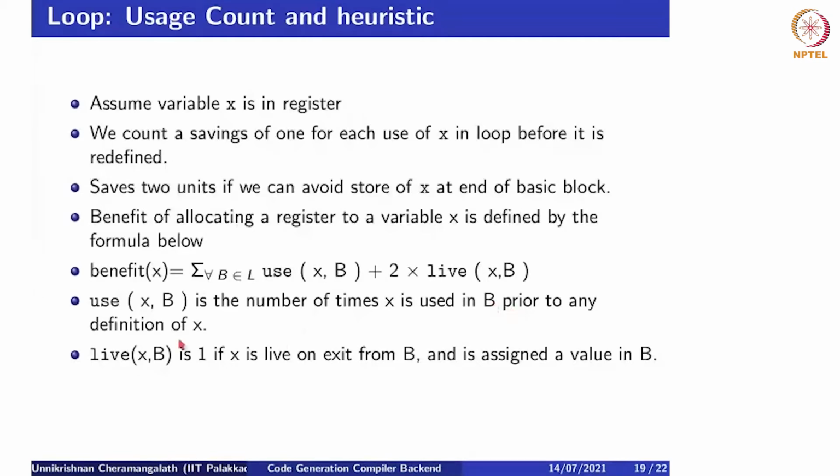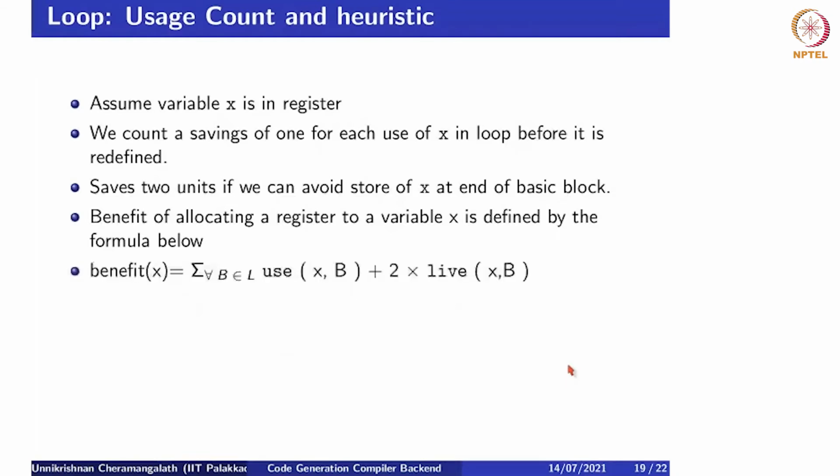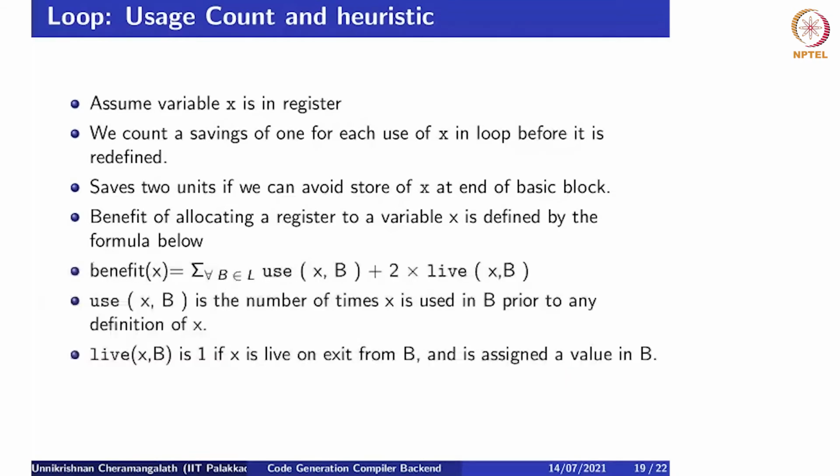Live(x,b) is 1 if x is live on exit from b and is assigned a value in b. This is also important: is assigned a value in b. So based on this formula, if you note this down, benefit is use(x,b) plus 2 times live(x,b). Use(x,b) is the number of times x is used in b prior to any definition of x. Live(x,b) is 1 if x is live on exit from b and is assigned a value in b.